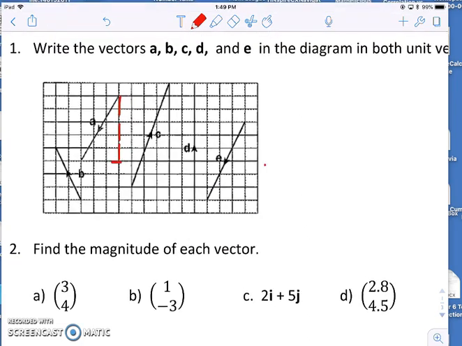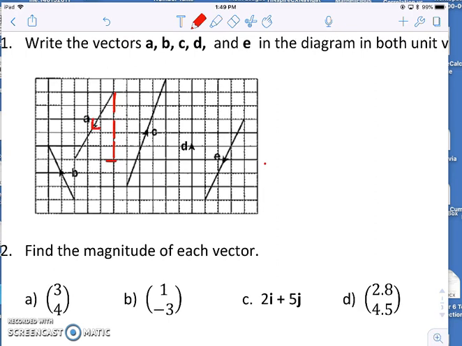It's tough to see the arrow is going down on this one. So 1, 2, 3, 4, 5, 1, 2, 3. So it starts here and ends there. So it is going down 5 and backwards 3. So that would be vector A. And in unit vector form, that would be negative 3i minus 5j.